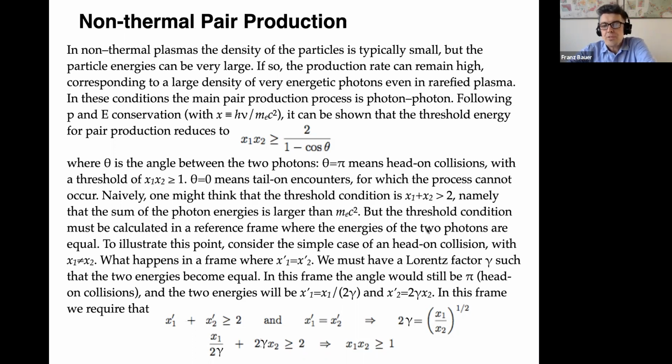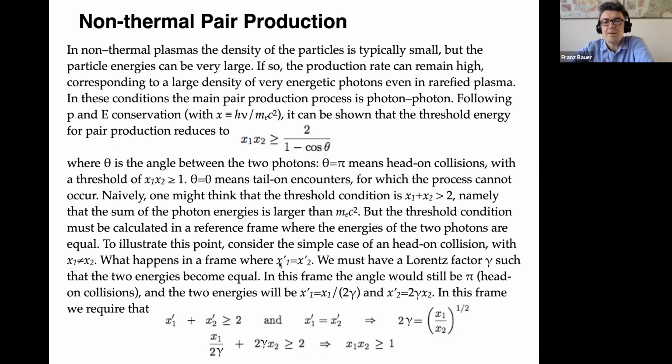And so the threshold condition basically needs to be calculated in the reference frame where the energies of the two photons are equal. To illustrate this point, let's examine this head-on collision, where we don't have equal energy photons. How do we go from this frame to the frame where the energies are equal? We need a transformation of the Lorentz factor, gamma, to do this, right? So we want to go from the two photons here to a frame where they're equal.